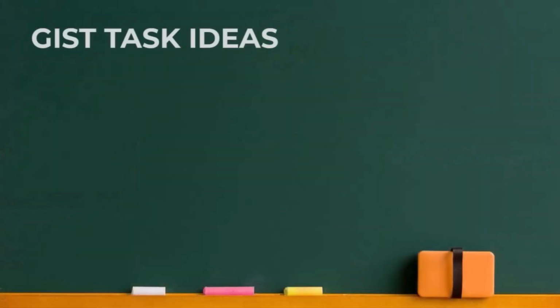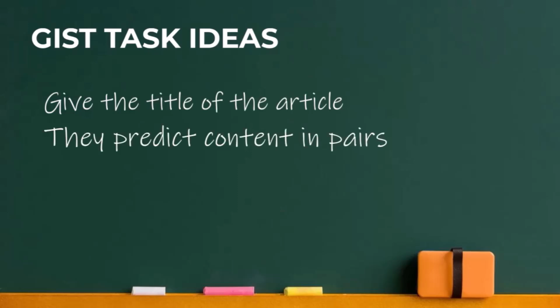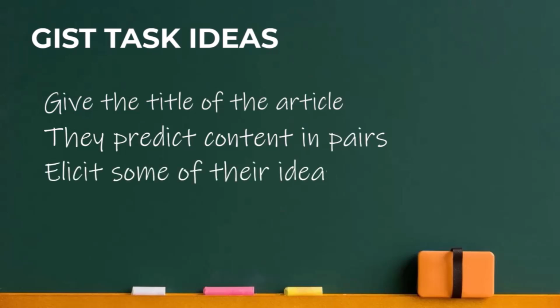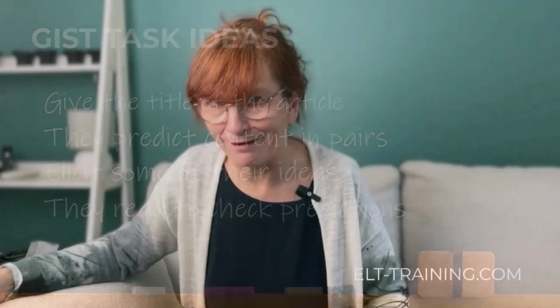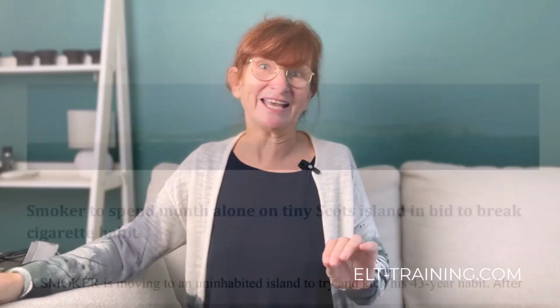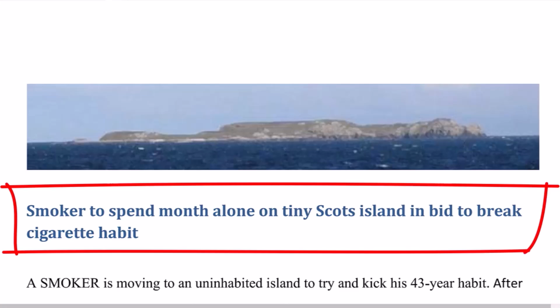You could give learners the title of the article and ask them to predict the content, maybe in pairs, and then elicit some ideas from them, and then they read to check. You don't need AI for this, but it won't work with every text. Can you see the problem in the case with this task? Smoker to spend month alone on tiny Scots Island in bid to break cigarette habit.